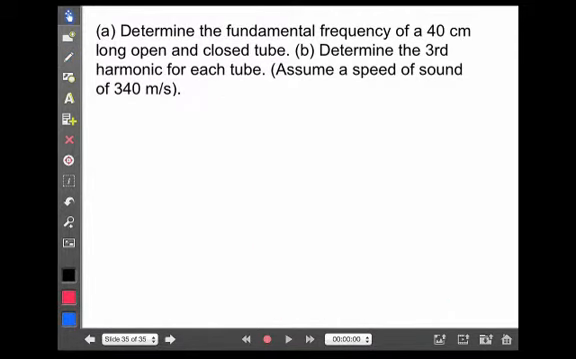So let's look at an example. Determine the fundamental frequency of a 40 centimeter long open and a 40 centimeter long closed tube, and then determine the third harmonic for each tube. Assume a speed of sound of 340 meters per second.